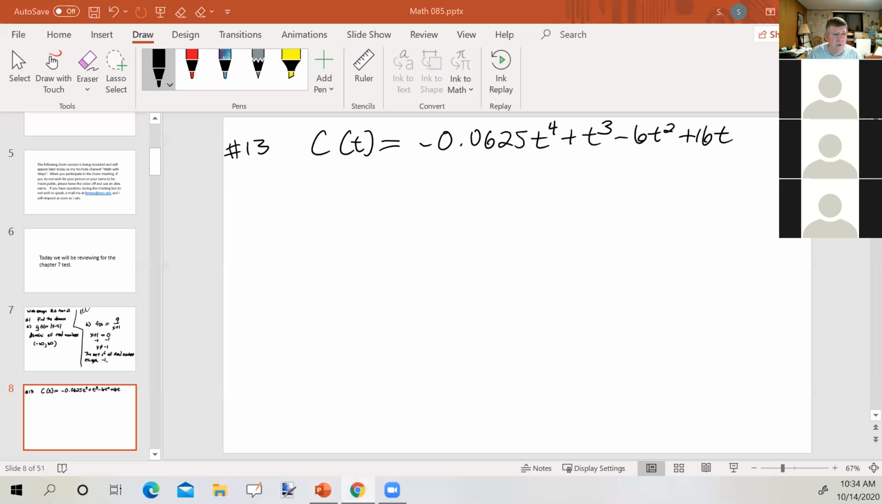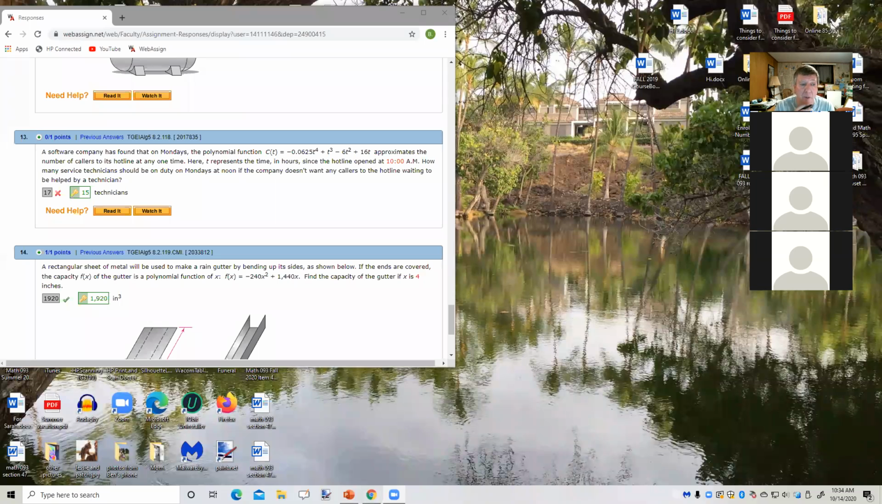Okay, so number 13, it says a software company has found that on Mondays, the polynomial function approximates the number of callers to its hotline at any one time. Here, T represents the time in hours since the hotline opened at 10 a.m. How many service technicians should be on duty on Mondays at noon if the company doesn't want any callers to the hotline waiting to be helped by a technician?